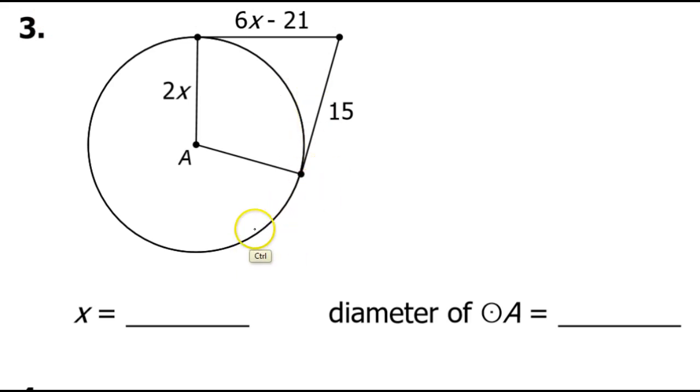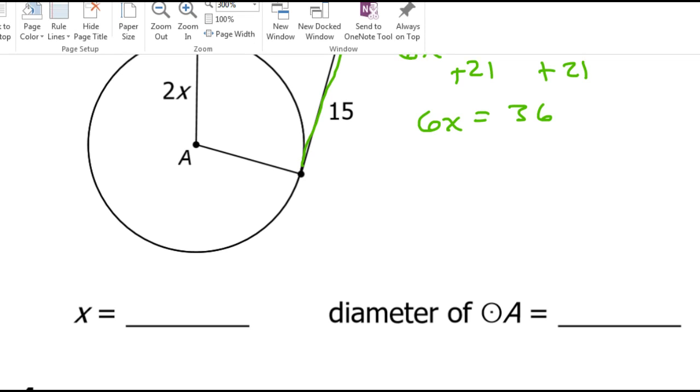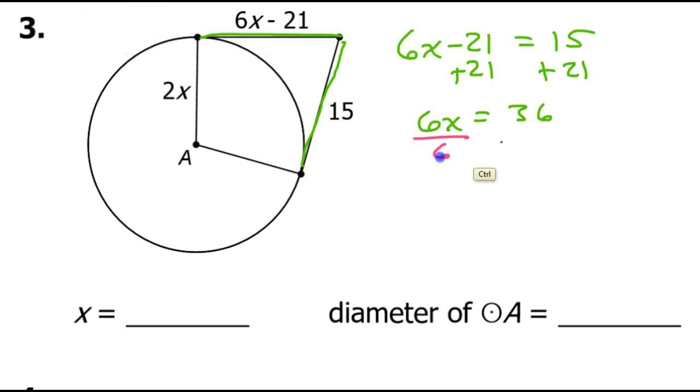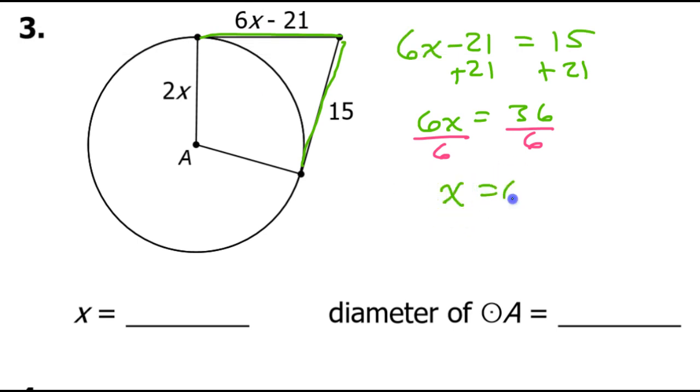This has some additional information, so we're supposed to find x and then also find the diameter of circle A. Well, the first part is going to be the same. These two tangent segments are still going to be congruent to each other. So I can start off by setting these equal. So 6x minus 21 should equal 15. Very straightforward. Then I will add 21 to both sides, and I get 6x is equal to 36. Time to divide both sides by 6, and I get x is equal to 6.